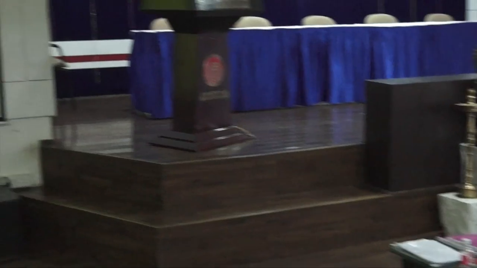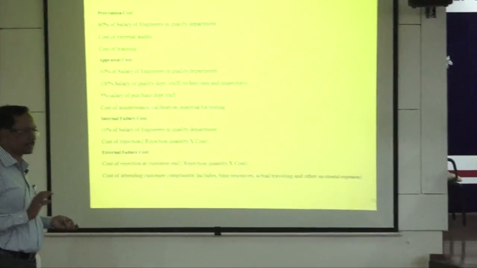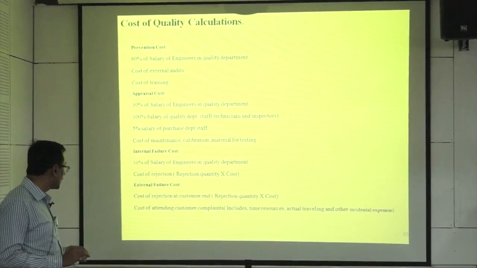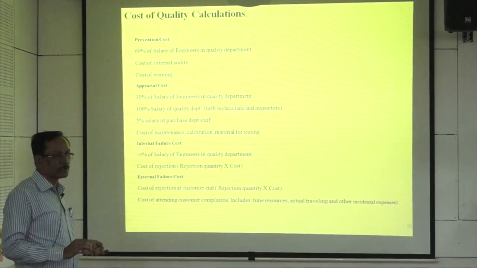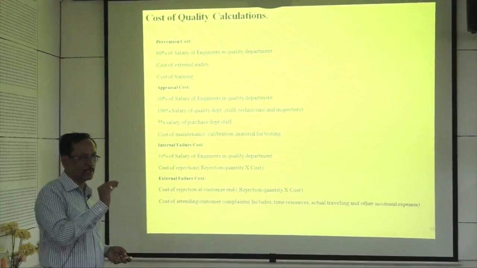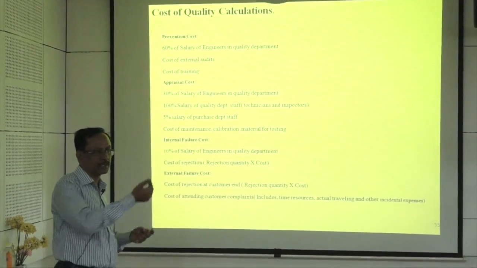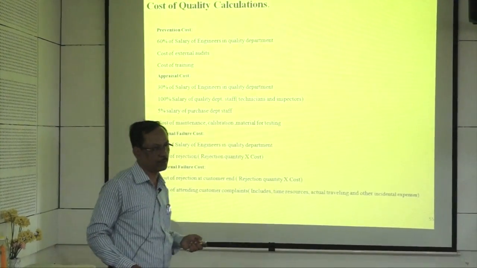But where does it get accounted? It is there, sir, in the next slide. Cost of rejection at the customer end. If these many pieces are rejected, what is the cost? That is a direct thing. And cost of attending the customer complaints. These are the time, resources, actual traveling. So these are the incidences noted every month, and then the actual cost is taken over here, the external failure cost.